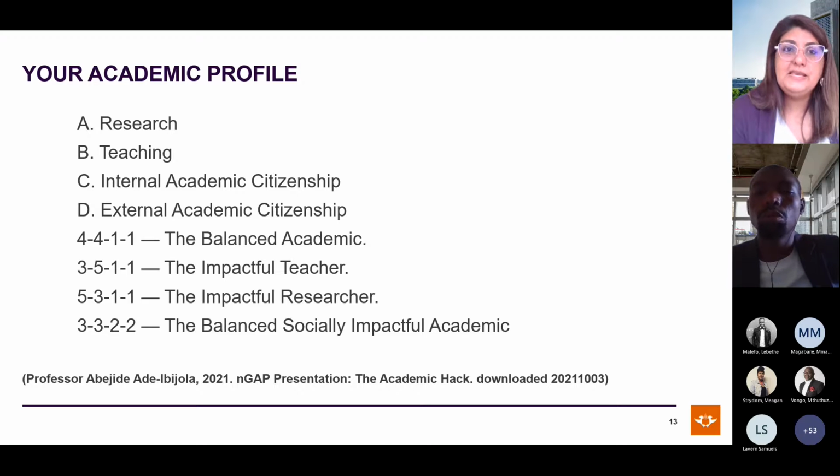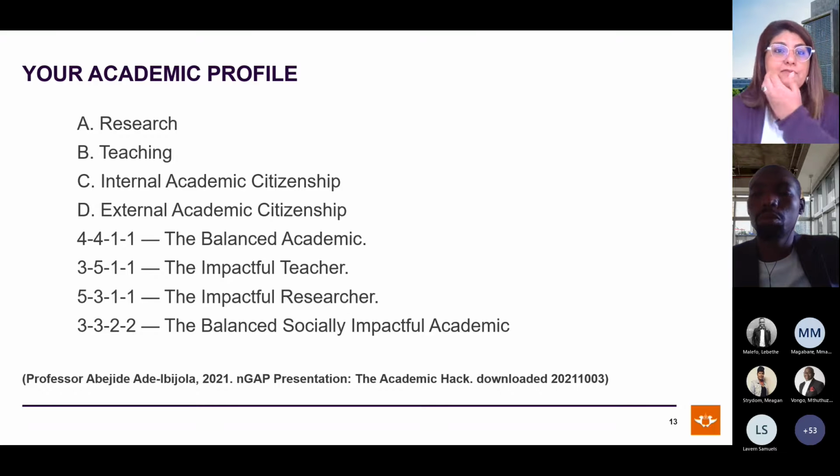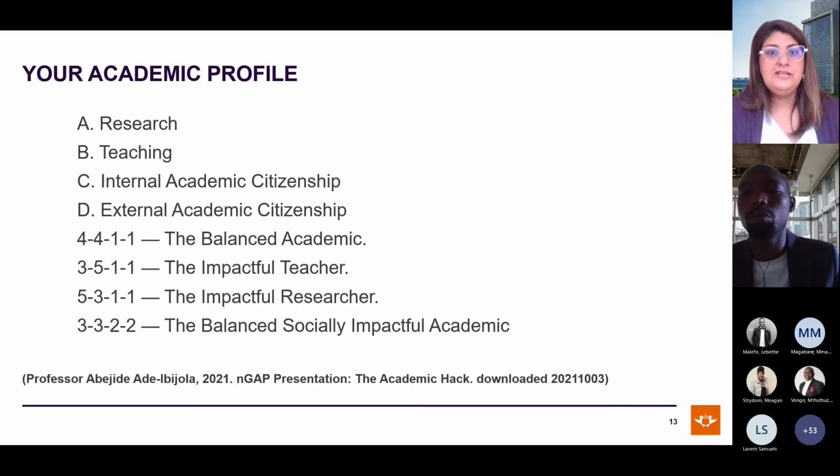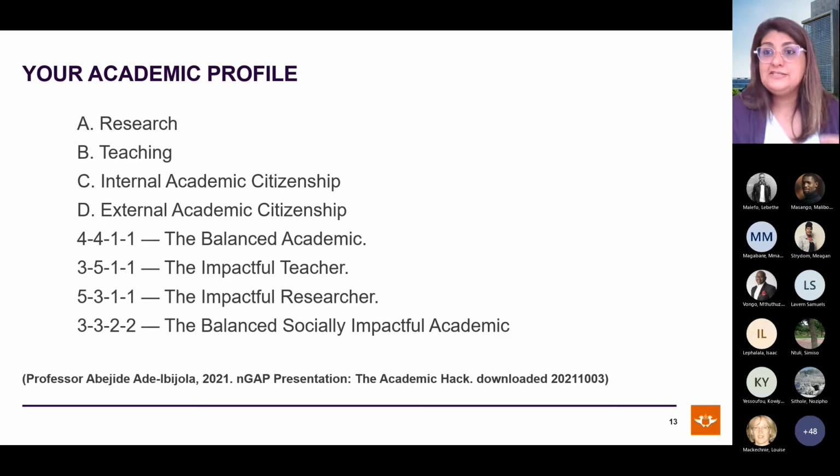And he talked about being an academic citizen. And he described 4 key areas which are also aligned with your ability to be promoted, in terms of if you see your career trajectory at UJ as one where you want to proceed from being a lecturer to senior lecturer to associate professor or professor. What does this mean in terms of how you work and what percentage of time you spend on developing your research, your teaching, your internal academic citizenship, and your external academic citizenship.